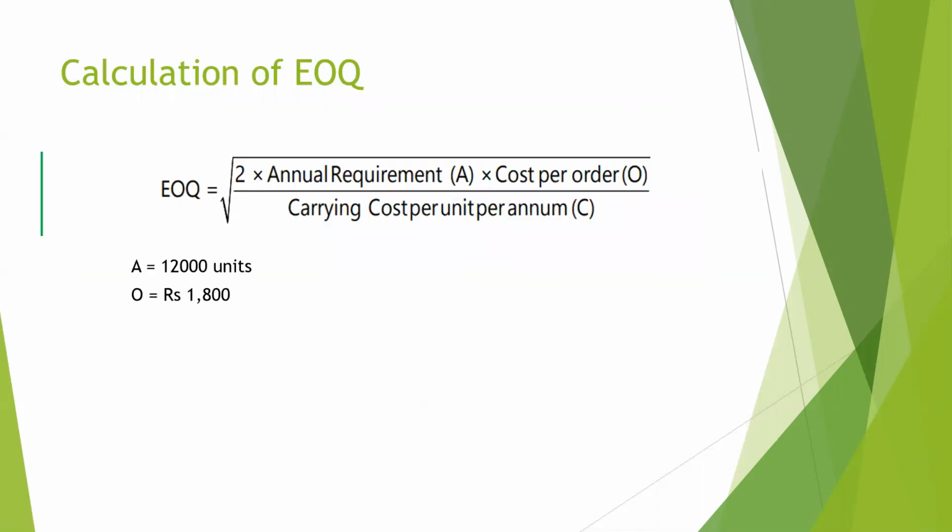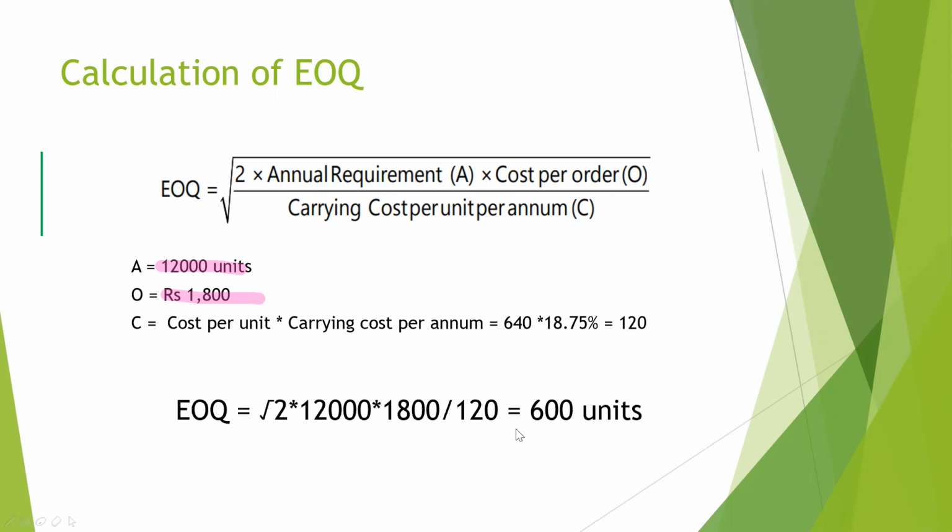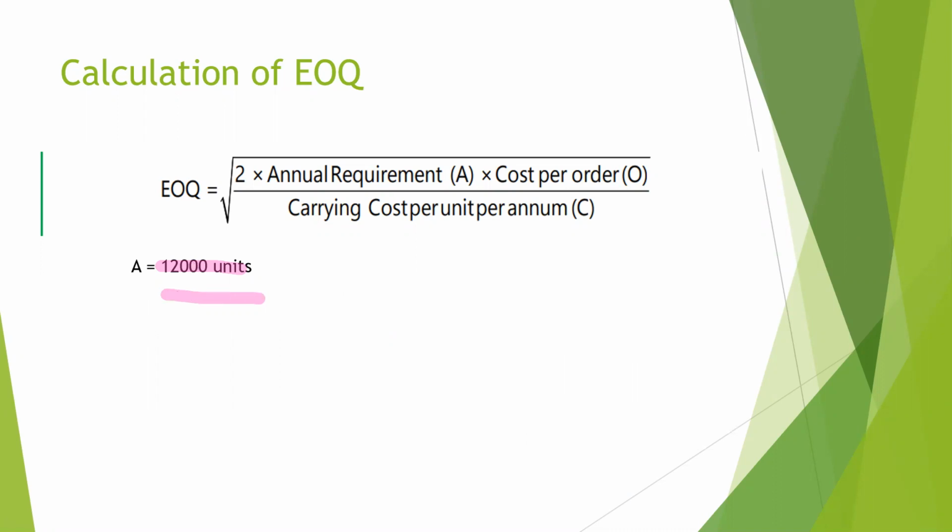us annual requirement as 12,000 units, ordering cost as 1,800, and carrying cost as 640 into 18.75%, that is 120. The EOQ comes out to be 600 units. That is, if we place an order of 600 units, the carrying cost and the ordering cost will be minimal. Now coming to the next part of the question.